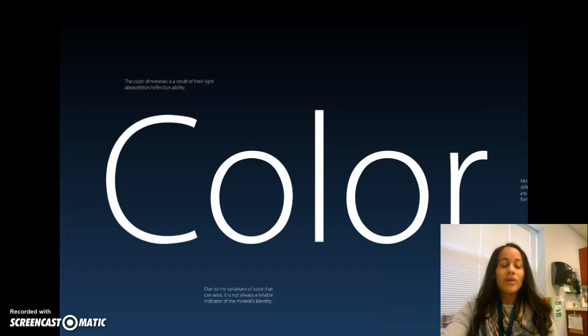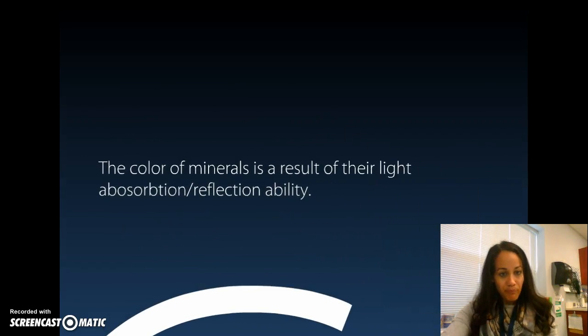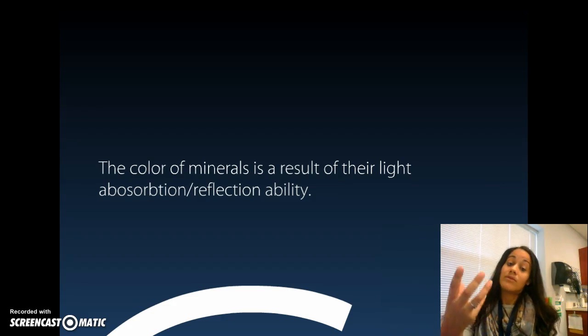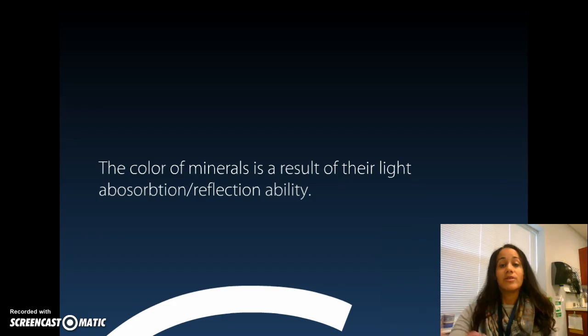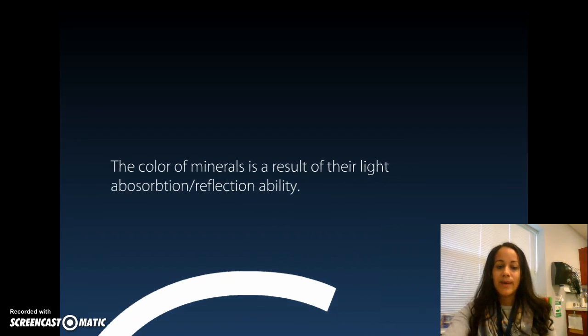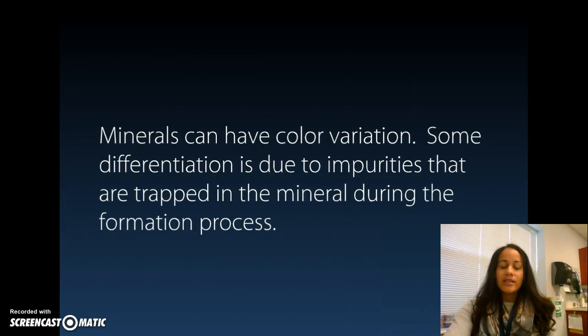So, one way you can identify a mineral is by its color. The color of a mineral is a result of its light absorption and reflection ability. The color you see is usually what's being reflected, based on what colors of the spectrum are being absorbed. So we'll learn about that when we look at the electromagnetic spectrum. But color is a big indicator, but it's not always the best way, and we'll talk about what might be the best way to identify a mineral.